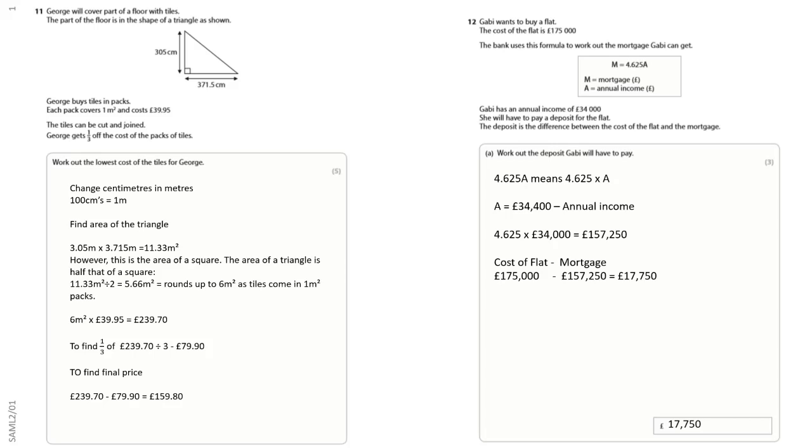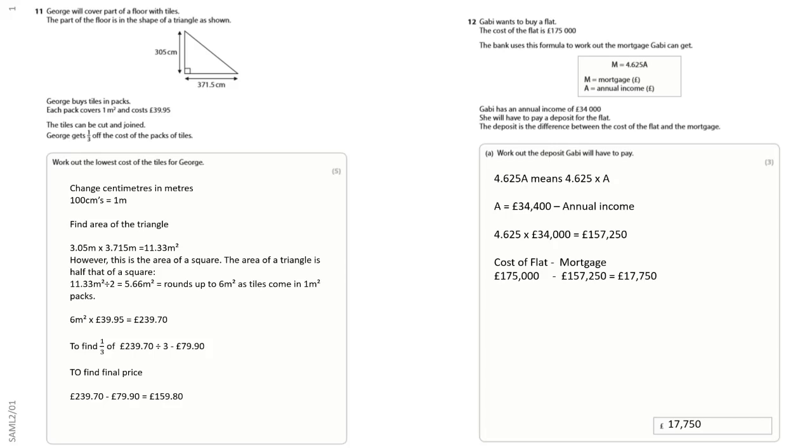However, what you need to remember is a triangle is half the area of a square. Whenever you work this out, you will need to divide the area you've found by 2. If you think about it, you could bolt another triangle on to get your square. So a triangle is half the area of a square, which we need to round up to 6 meters squared, by the way, in this particular case, as the tiles come in 1 meter packs. So that's how we have to do that.